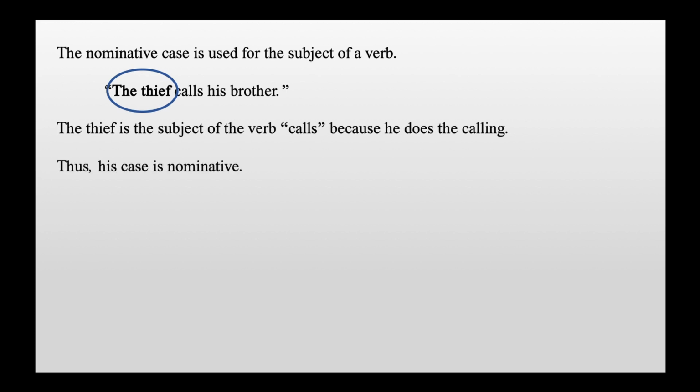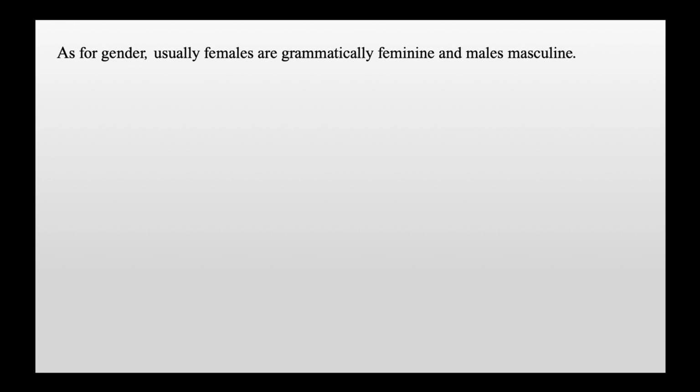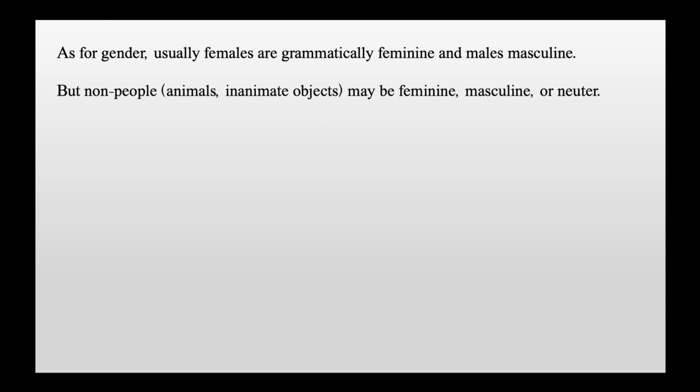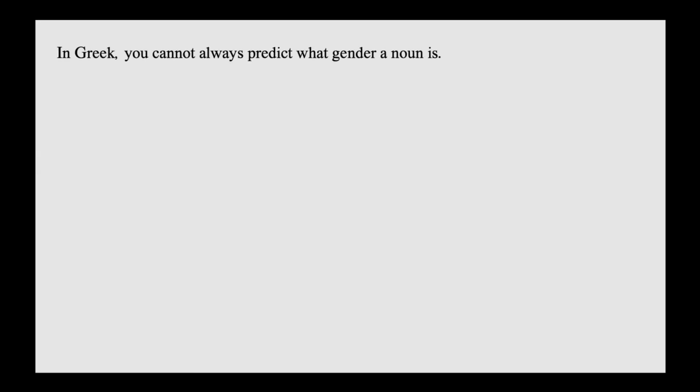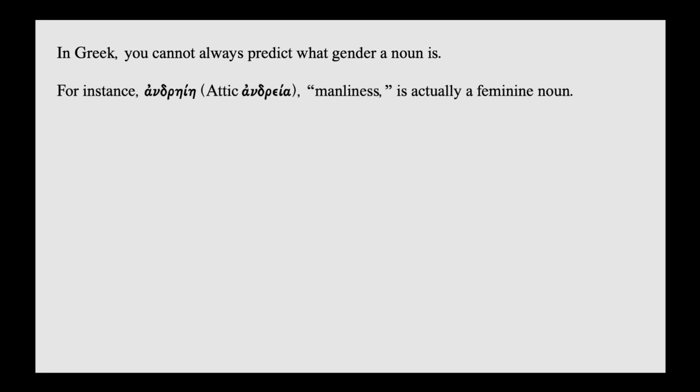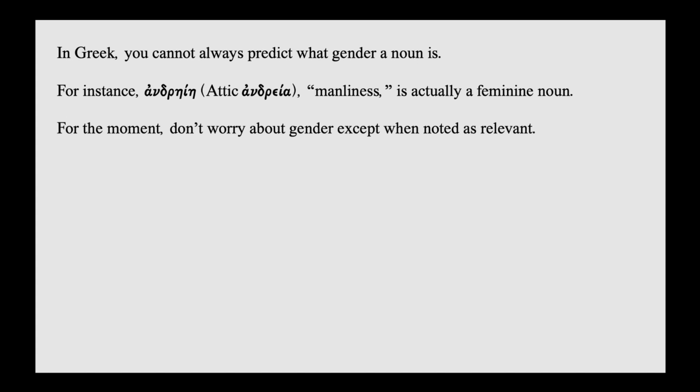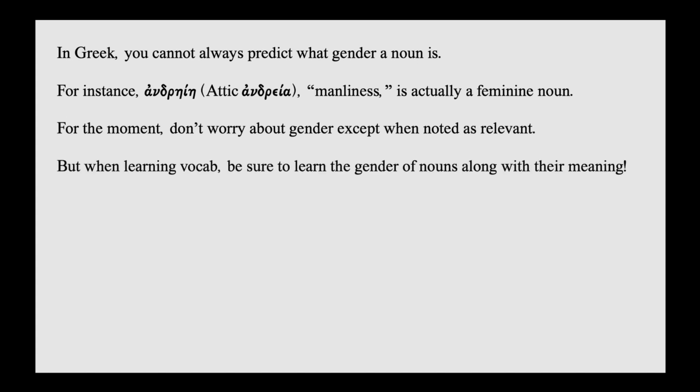and thus his case is nominative. As for gender, usually females are grammatically feminine and males masculine, but non-people, animals, and inanimate objects may be feminine, masculine, or neuter. This is distinctly unlike English, which uses it for all things that aren't people. In Greek, you can't always predict what gender a noun is. For instance, andreia, manliness, is actually a feminine noun. For the moment, don't worry about gender except when noted as relevant. But when learning vocab, be sure to learn the gender of nouns along with their meaning.